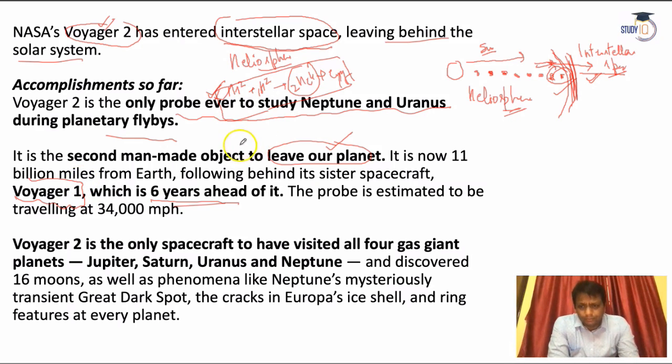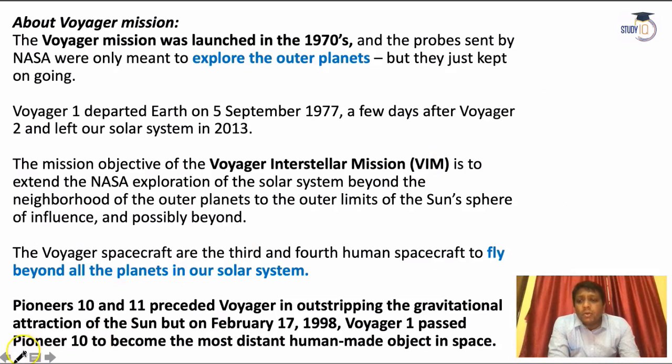Okay, Voyager 2 is the only spacecraft to have visited all 4 gas giant planets: Jupiter, Saturn, Uranus and Neptune. Not only Uranus and Neptune, all of these. But I said earlier about Uranus and Neptune because for the study of Uranus and Neptune, no other satellite or spacecraft was sent. So for Uranus and Neptune it was the first time, but it watched all these 4 gas giant planets like Jupiter, Saturn, Uranus and Neptune.